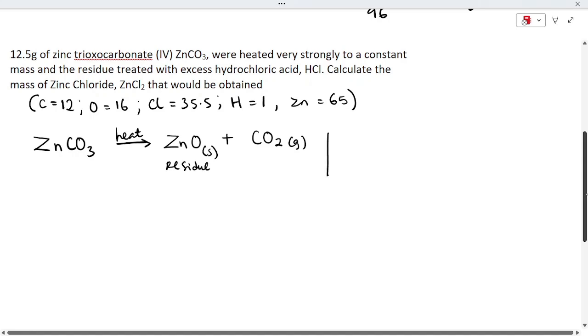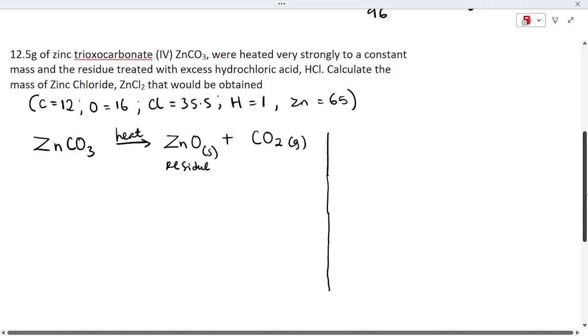You can see the key to this question. It looks so simple. Somebody can be in a hurry and just say zinc carbonate reacted with hydrochloric acid. And then whenever acid reacts with carbonate, you have a salt, which will be zinc chloride, you have carbon dioxide, and you have water. And you go ahead and start solving. But that will most likely give you a wrong answer. So you have to read the question carefully.